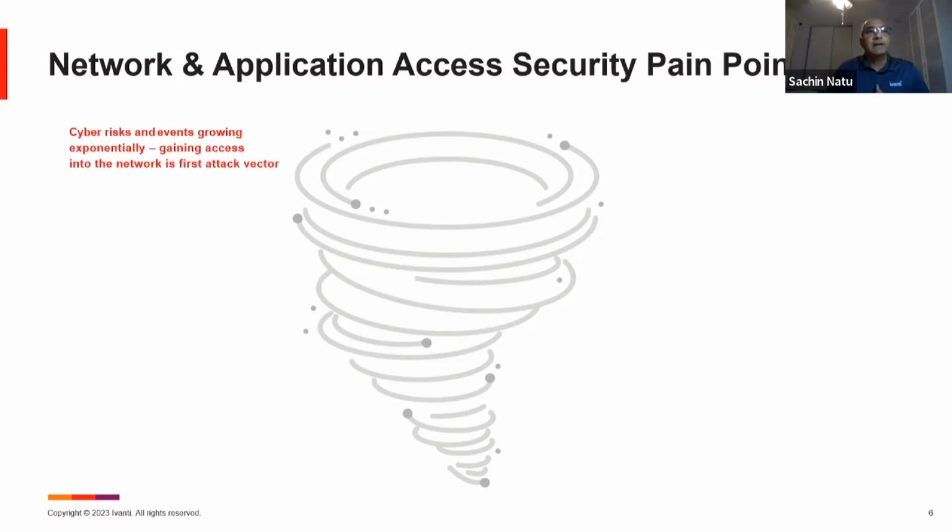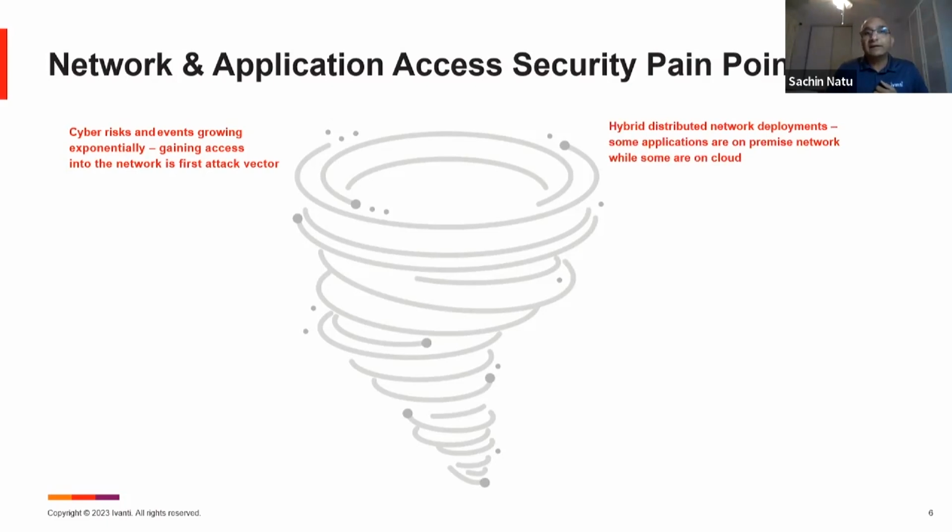The first one is the cyber risk, and all the events are growing exponentially, as Sri described, and pretty much open the page of your paper and you know this. But a lot of times, anytime the network is the first attack vector, because people use the network to get into your systems. And this is where, when it comes to preventing those attacks, the network has the biggest responsibility to stop those attacks. Number one.